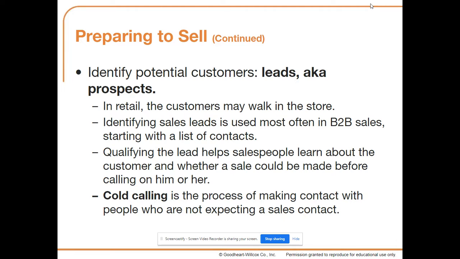So, for example, if a new restaurant is coming into town and you want to be their food supplier, you want to find out if they already have a food supplier, if it's a brand new restaurant or just a restaurant opening another location. If it's a brand new restaurant, they probably don't already have a relationship with a food supplier, and so you might want to become that supplier.